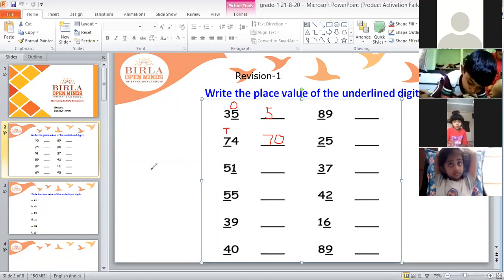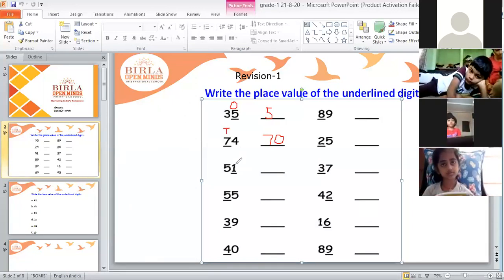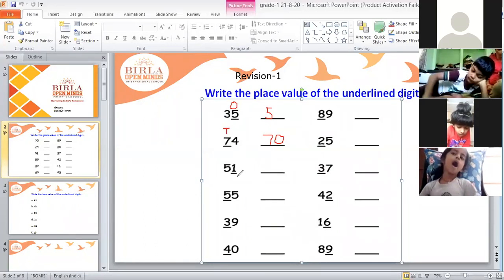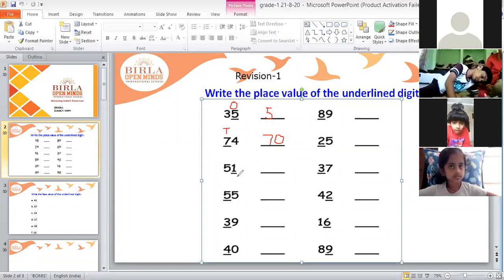Okay, fine. Now Ashrita, you tell me what is the place value of 1 in 51? Ashrita, what is the underlined number here in the third question? In 51, ma'am, which digit is underlined? 1. Yeah, 1 is underlined here. So now tell me what is the place value of 1 here? 10. 1 is in tens position here.